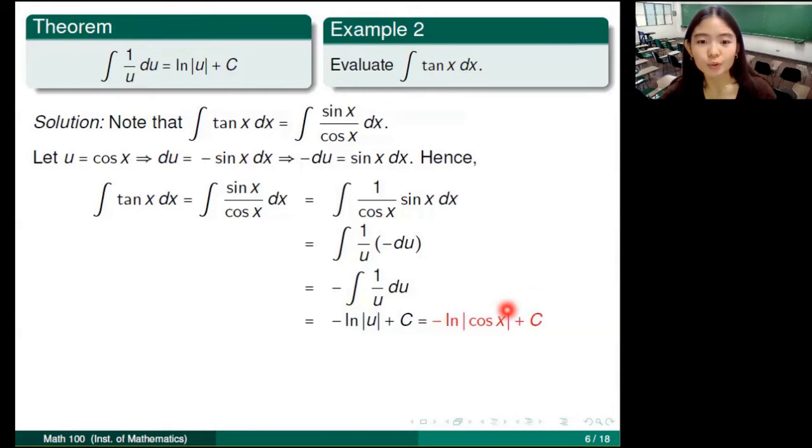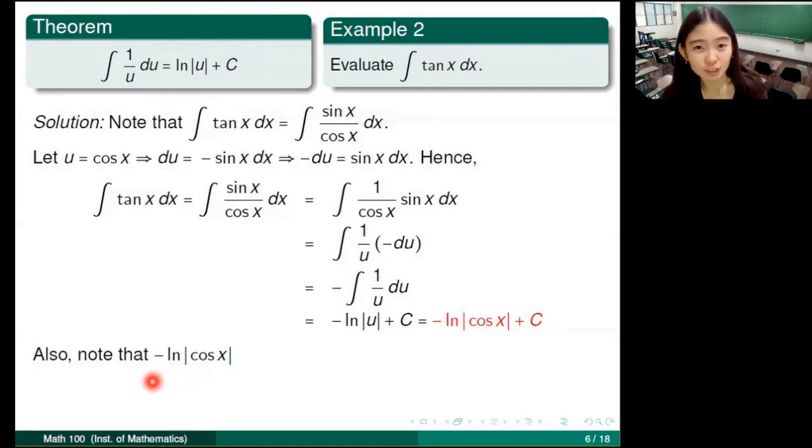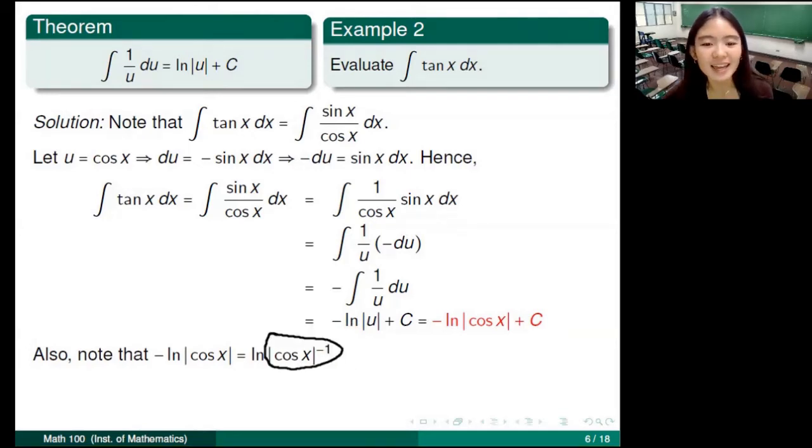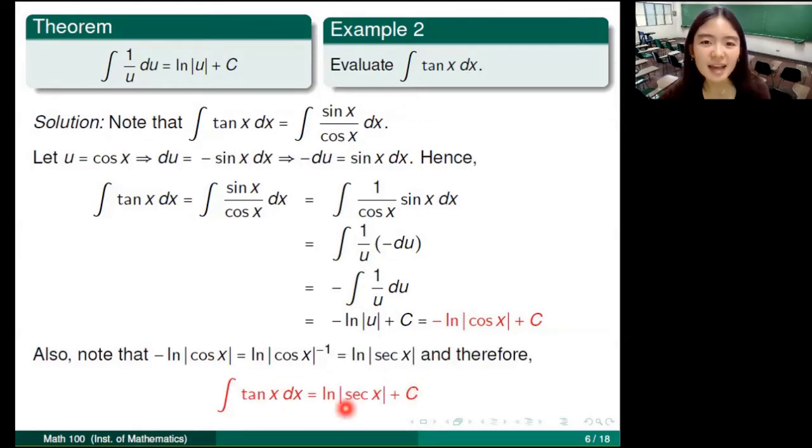dun sa final answer. So note rin pala natin, by the way, na ang negative ln absolute value of cosine x ay pwede nating ma-rewrite using properties of the natural logarithmic function. Pwede natin siyang ma-rewrite this way. So this is the absolute value of cosine x raised to negative 1. Pag naka-negative 1, it means i-te-take natin yung reciprocal ng absolute value cosine x. Therefore, this is what we have. It turns out na ang integral ng tangent x dx ay ln absolute value of secant x plus c.